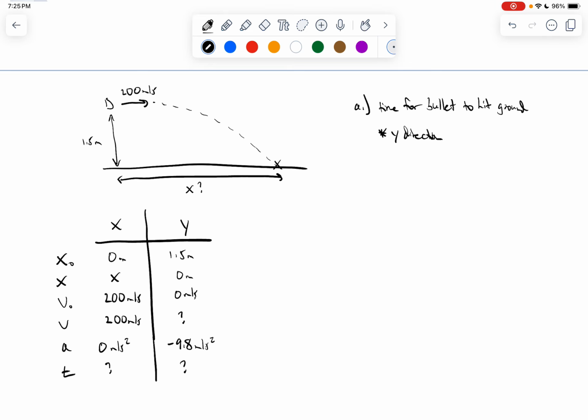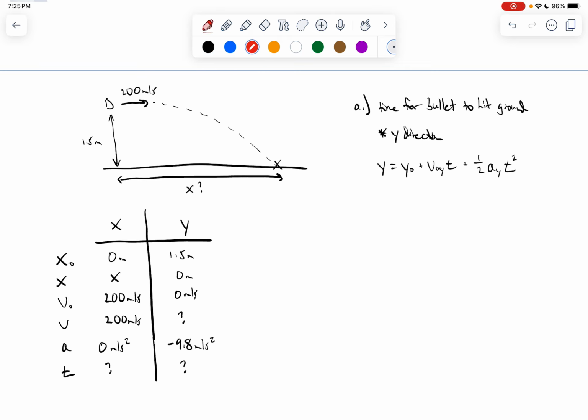We're solving for time, so our equation has to have t in it. And we do not have final velocity information here, so that prevents us from using any equation that has a v in it. So our only possible kinematic equation is: our final position in the y direction will be equal to our initial position in the y direction plus our initial velocity multiplied by time plus 1/2 times our acceleration in y multiplied by t squared.